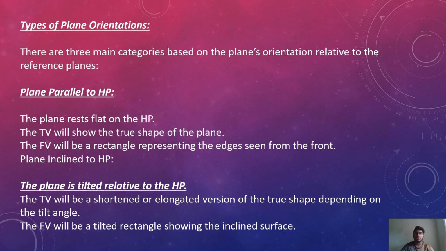The plane parallel to HP: the plane rests flat on the HP. The top view will show the true shape of the plane. The front view will be a rectangle representing the edges seen from the front. Plane inclined to HP: the plane is tilted relative to the HP. The top view will be a shortened or elongated version of the true shape depending on the tilt angle. The front view will be a tilted rectangle showing the inclined surface.